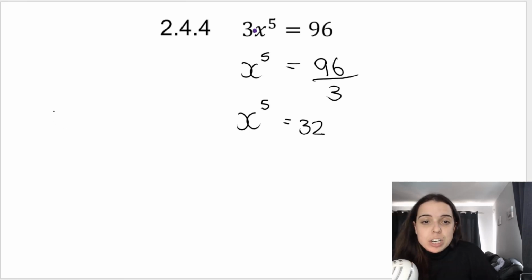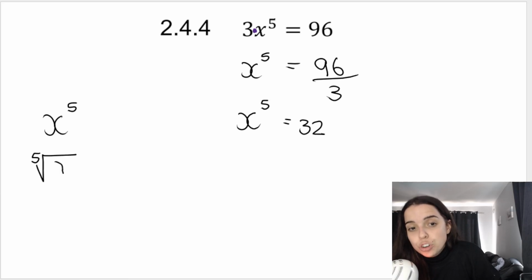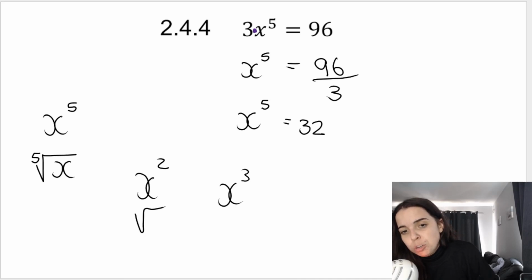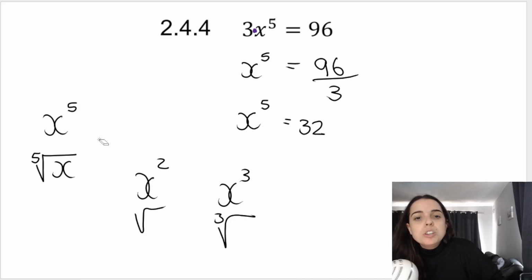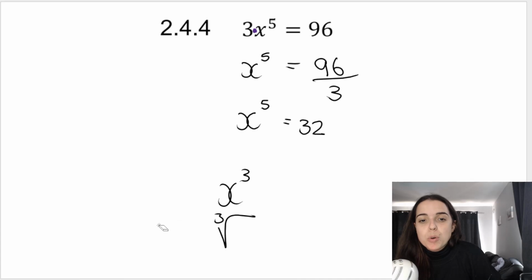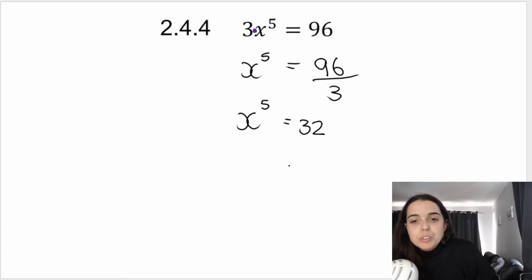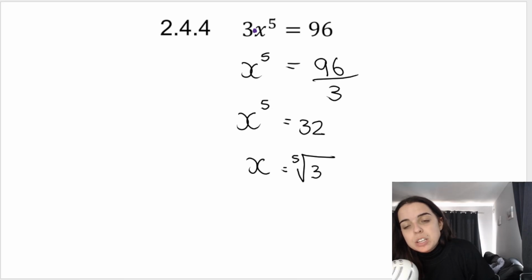Now, as I mentioned earlier, the opposite of to the power of 5 is fifth root, okay? The opposite of square is square root. Opposite of cube is cube root. So what we're going to do is we're going to fifth root both sides. So if we fifth root the left-hand side, we're left with x. If we fifth root 32, we are left with 2.